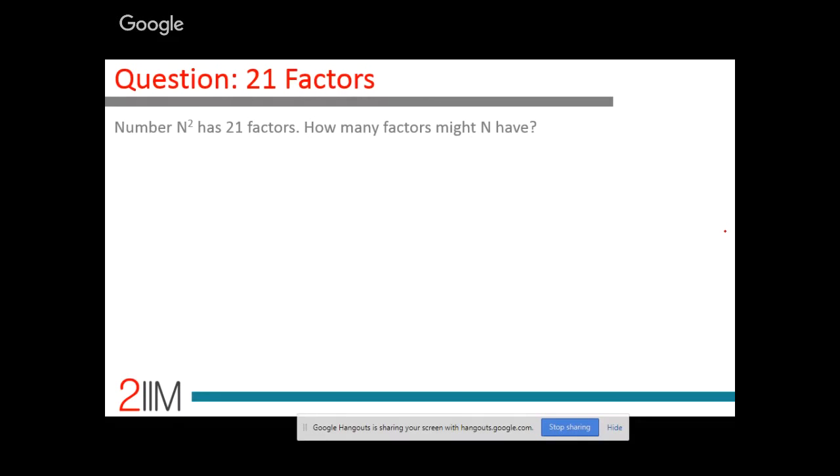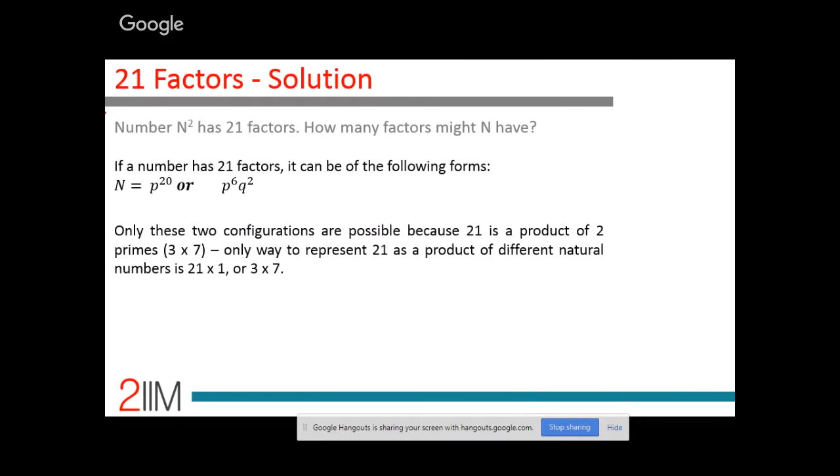So key point here, you have 21 factors. So n square could be of the form P power 20, or it could be of the form P square into Q power 6. P square into Q power 6 results in 21 factors. P power 20 results in 21 factors. And so now if n square were P power 20, then n would be P power 10. If n square were P power 6 into Q square, then n would be P cube into Q. Find the number of factors for both of those, we're done.